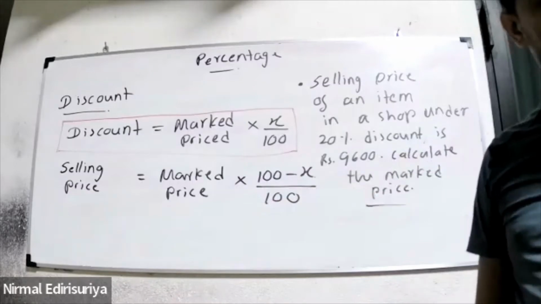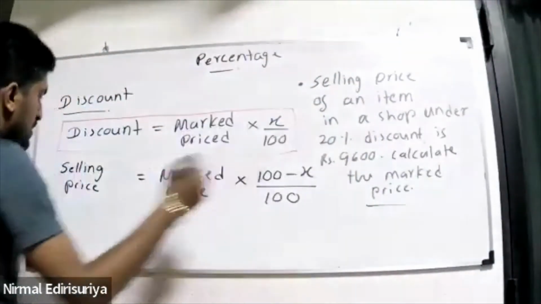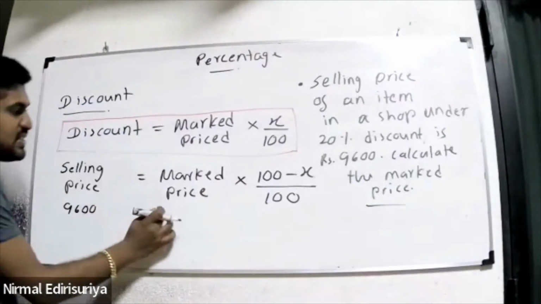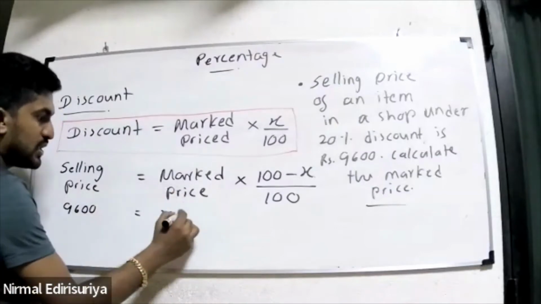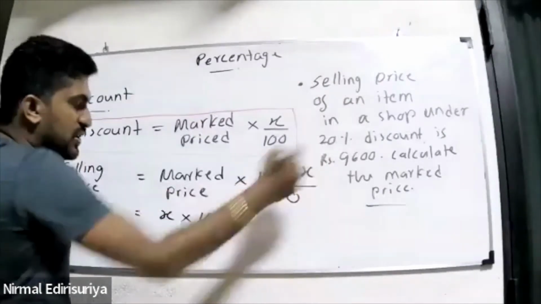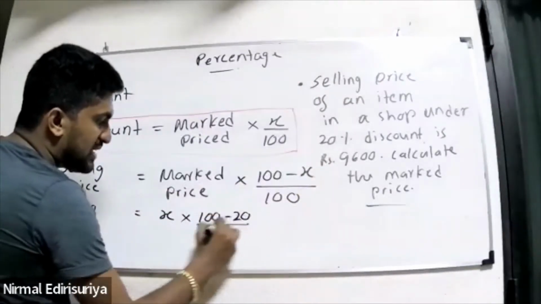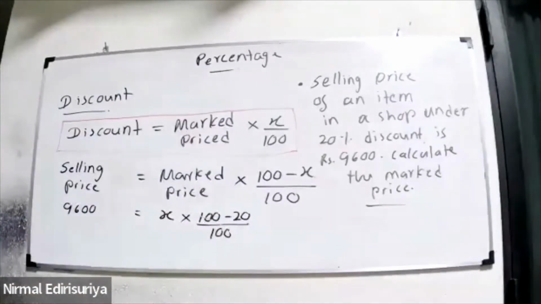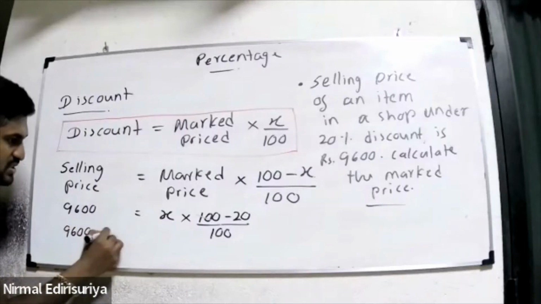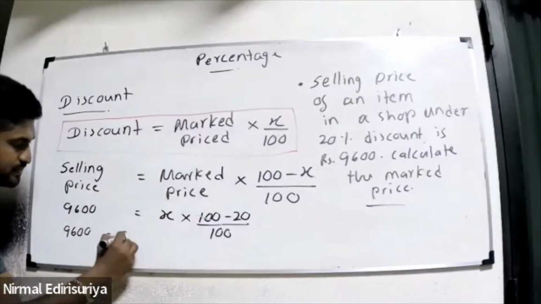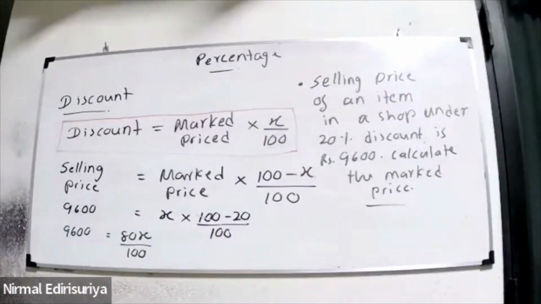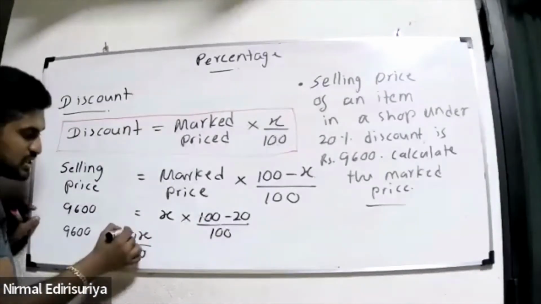Yes, sir. Then how to substitute data? Selling price is 9,600. But mark price is what? Don't know. We take it as x. x into 100 minus percentage of discount, which is 20. If you put 80 directly, that's fine. Don't put 100 minus 20 here, it gets confusing, just put 80. Then 9,600 equals 80x over 100. Then 0 to 0 cancel.